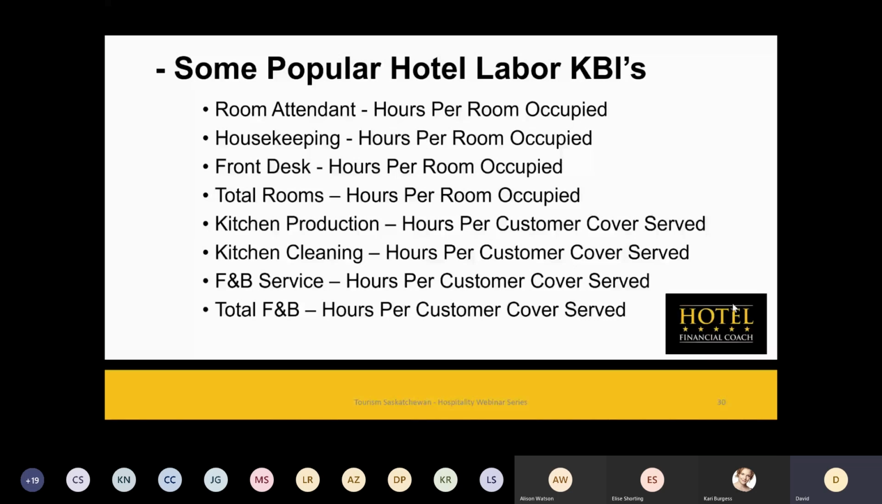In food and beverage, we can look at kitchen production, hours per customer cover served for people that work in the kitchen cooking food. Then we can look at cleaning hours per customer cover served. That's everyone who works in stewarding, everyone who works to keep the kitchens and dining rooms clean. And then we can look at F&B service. That's everybody who serves those clients, whether they be managers or servers or bussers or hosts, all of those hours combined. And then to pull it all together, total food and beverage, hours per customer cover served.